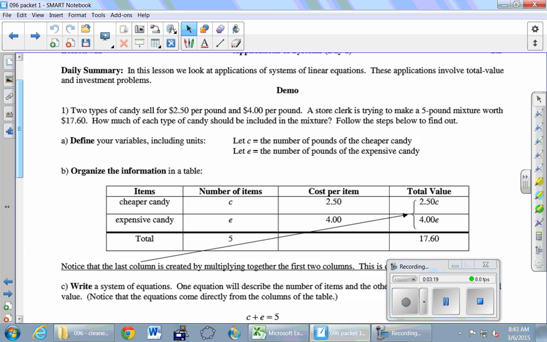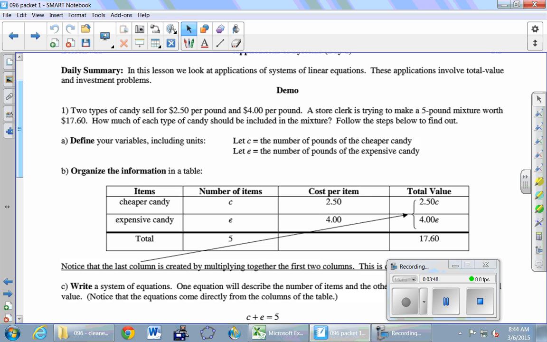How much would 5 pounds of that be worth? $10. No. 5 times 2.50. Close. I think it's 12.50. $12.50, right? Okay, so we know that if we used all the cheap stuff, then we've got a 5 pound bag of candy worth $12.50. But if we used all expensive stuff, that 5 pound bag of candy is worth $20.